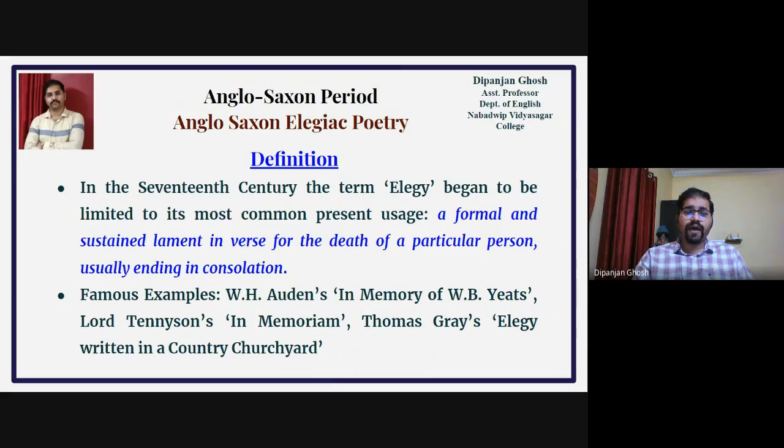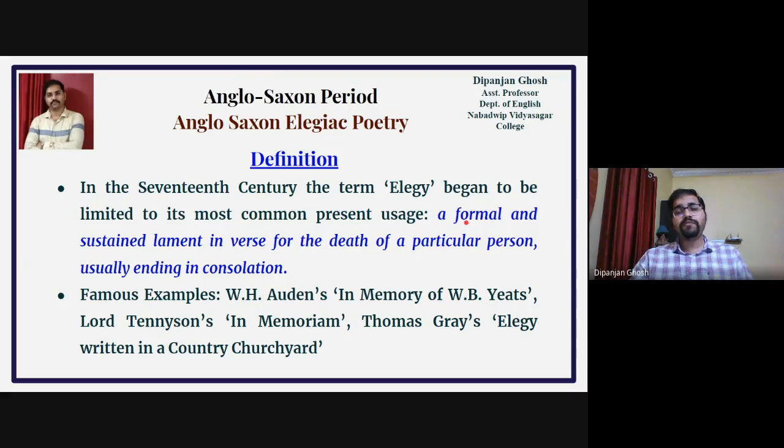And then you will find that in the 17th century, the term elegy began to be limited to its most common present usage. And what is that? A formal and sustained lament in verse for the death of a particular person, usually ending in consolation. So this is the modern scenario. In the modern scenario, the same thing is in operation, and it began with the 17th century. It must be a formal verse, it must be a sustained lament, and it was written after the death of a particular person, usually ending in consolation.